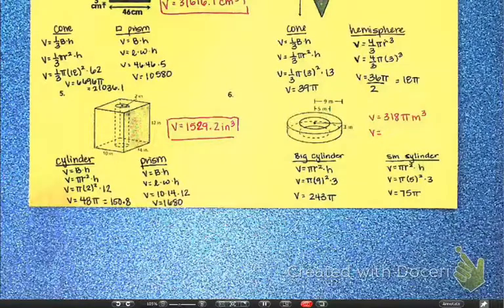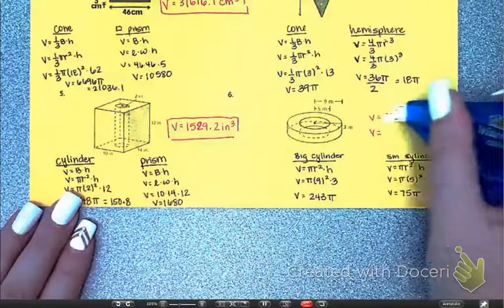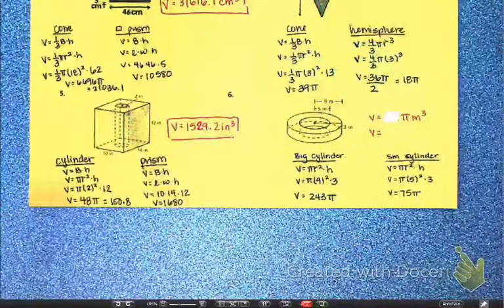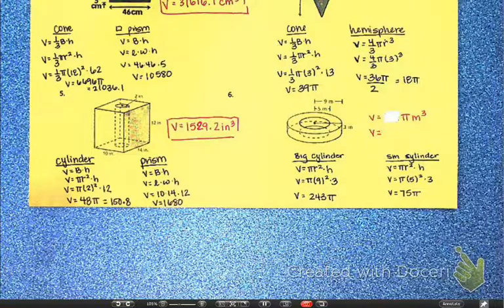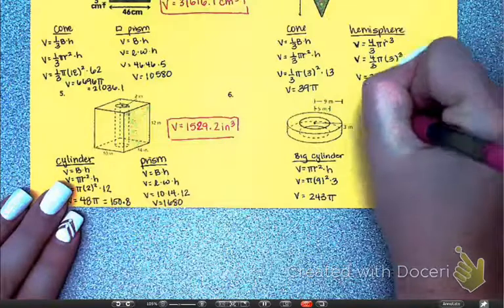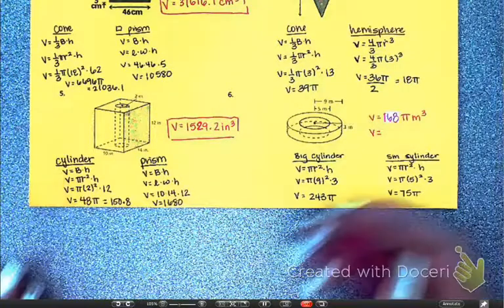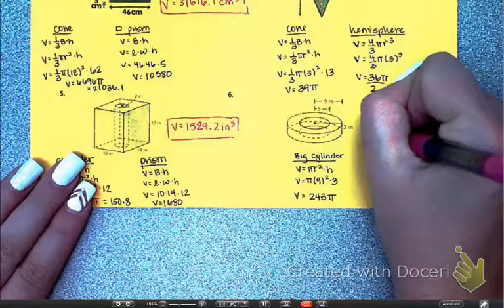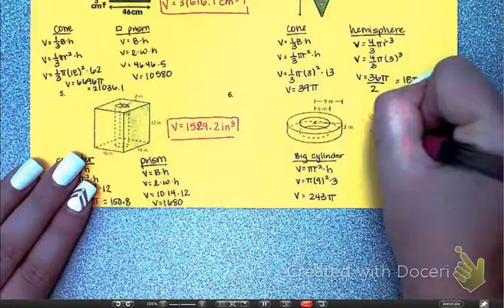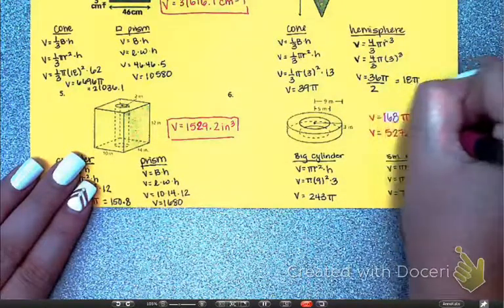Oh, I did add. I'm just going for it today, aren't I? Okay. Why should I subtract? Taking it out. Try again. 168? Okay. 168 times pi is 527.8 meters cubed.